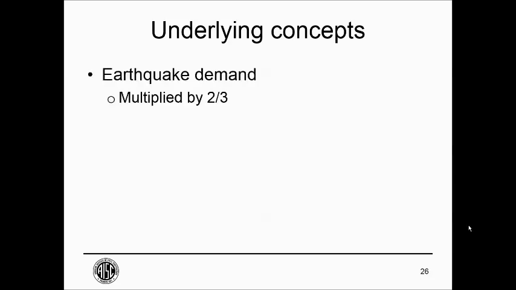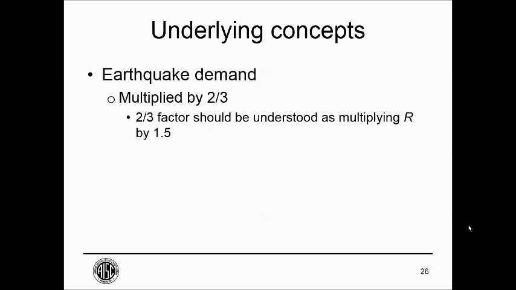So what does it mean to multiply the spectrum by 2/3? What's the point of doing that? The way that I would have you understand that 2/3 factor is essentially permitting us to use effectively a larger R factor. So the code committees could have increased all of the R factors by a factor of 1.5, but instead they said, we're taking this MCE motion and multiplying by 2/3.